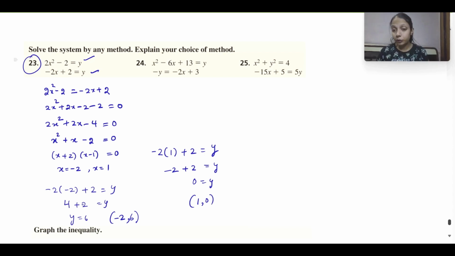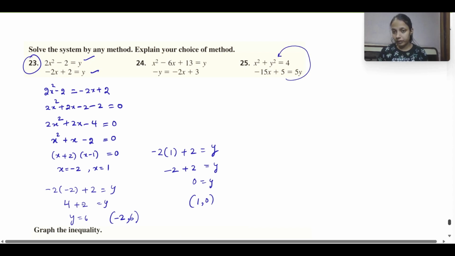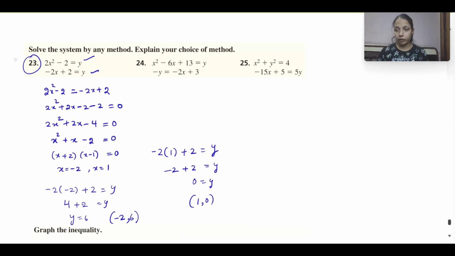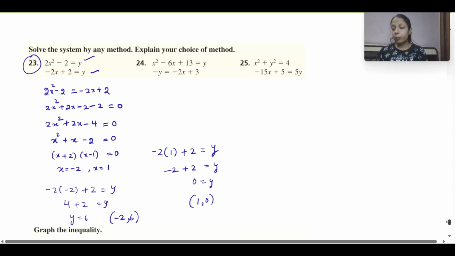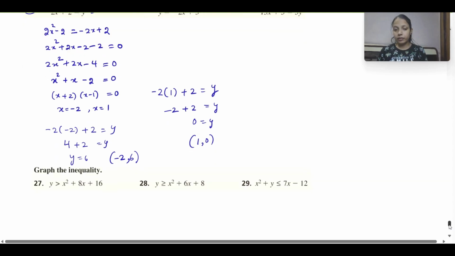Similarly, you can try the next question. From here, you can equate y again, and in this case, you can substitute the value of x or y here, and it will be a quadratic and you have to solve the quadratic. We did a lot of questions regarding how to solve quadratic equations. There are many methods. We did completing the square, then the square root method, factorization, quadratic formula. So you can choose any method to solve the quadratic equation. First step is to convert into a quadratic equation. So 24 and 25 you have to try yourself.